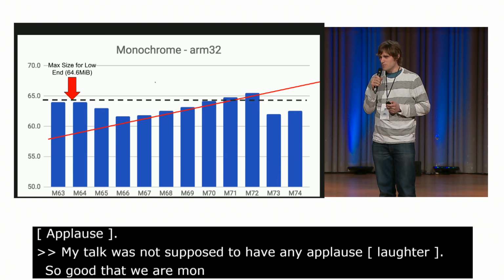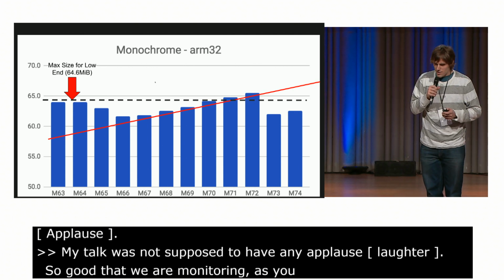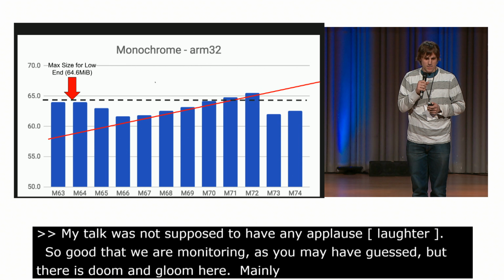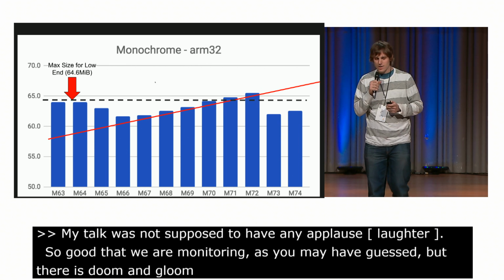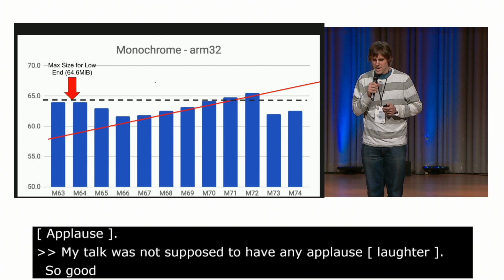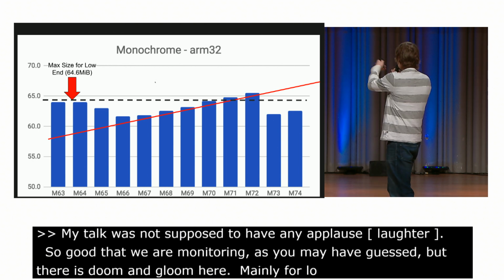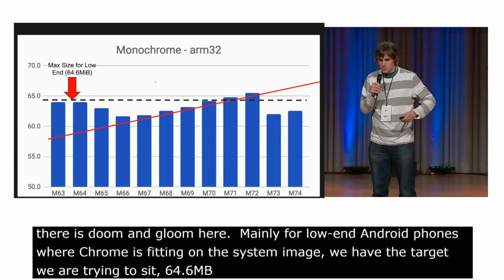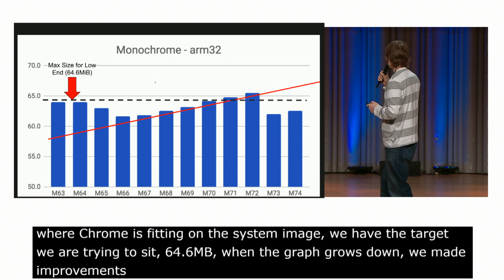As you may have guessed, there is some doom and gloom here. Mainly for low-end Android phones where Chrome is trying to fit on the system image, we have this target that we're trying to hit and stay under, which is 64.6 megabytes. You can see where the graph goes down. That's when our team has actually made improvements to our binary size, and then when it goes up, that's when we stopped making improvements to binary size.